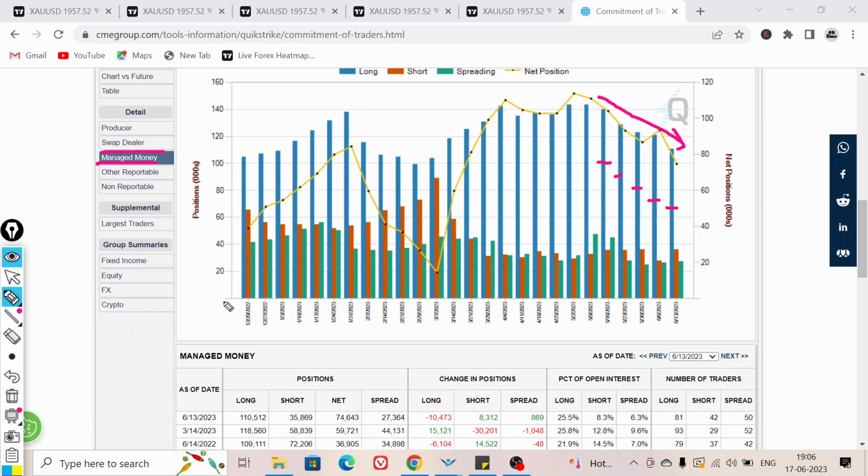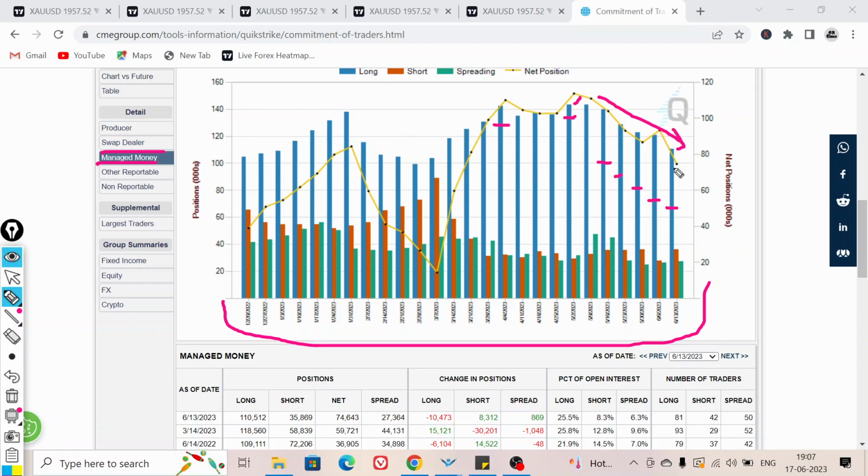This is the 6-month period chart, from here to here. Recently they made a high in the long positions. These two weeks were the highest for long positions of managed money. After this we have seen a decline, and they are continuously pulling money from their long contracts, or you can say the long positions.